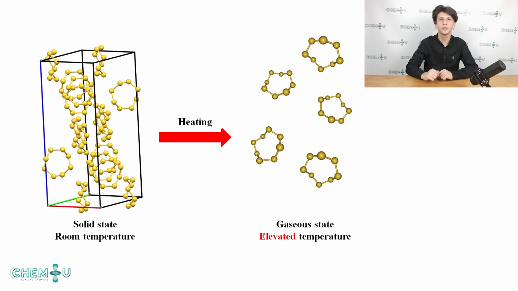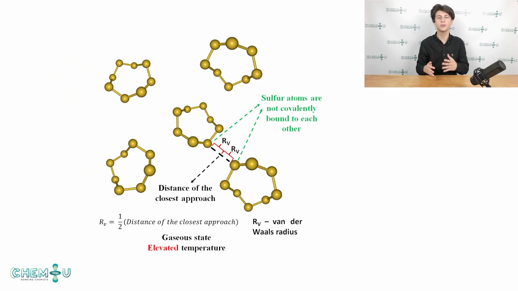The S8 molecules move rapidly in gas and repel each other due to electrostatic forces between their electron shells. Half of the distance of the closest approach of two S atoms that belong to different molecules is their van der Waals radius. On the slide it is colored red and denoted as RV.